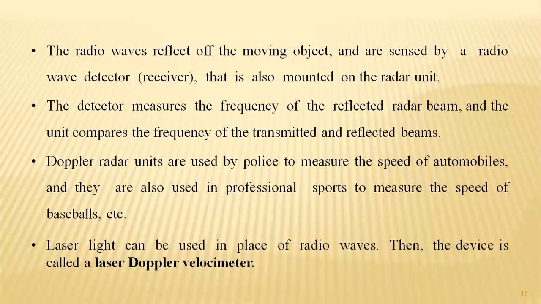Usually, when laser light is used in place of these radio waves as a substitution, then this Doppler device is also called a laser Doppler velocity meter, or else a velocimeter, which is also utilized for identifying the velocity of dynamical motions of vehicles.